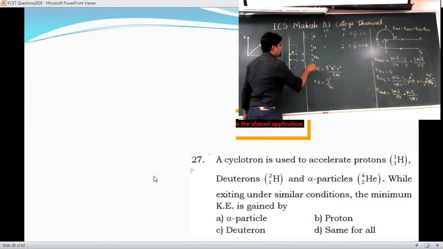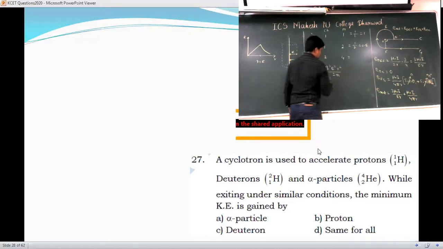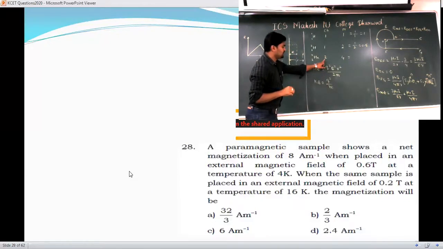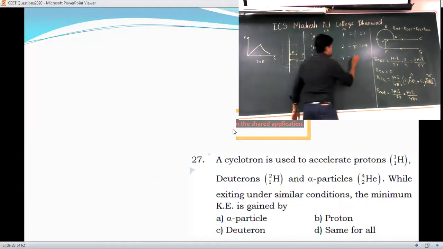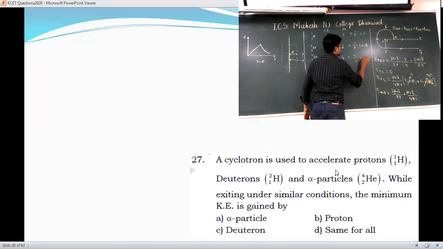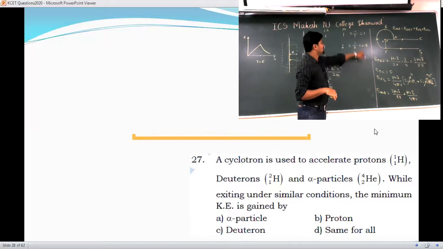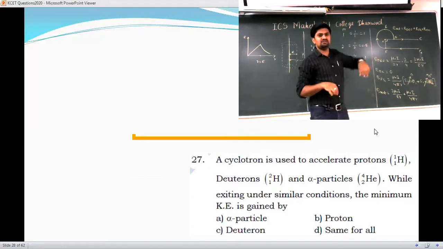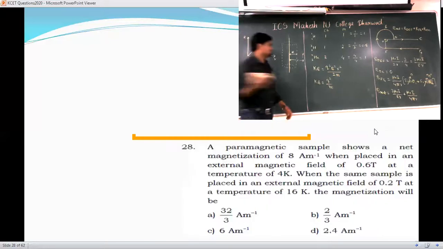Next, when you come to helium, 2 protons are there, so charge is 2, and nucleons are 4, so mass is 4. Here it is Q square by m. What is Q? Q is 2. Mass is 4, so you will get 4 by 4. What is the ratio you are getting here? Again it is 1. Now, when you compare the values, for deuterium it is less, it is 0.5. So that should be your answer. That is option C, deuterium. Okay, we'll go to the next one.